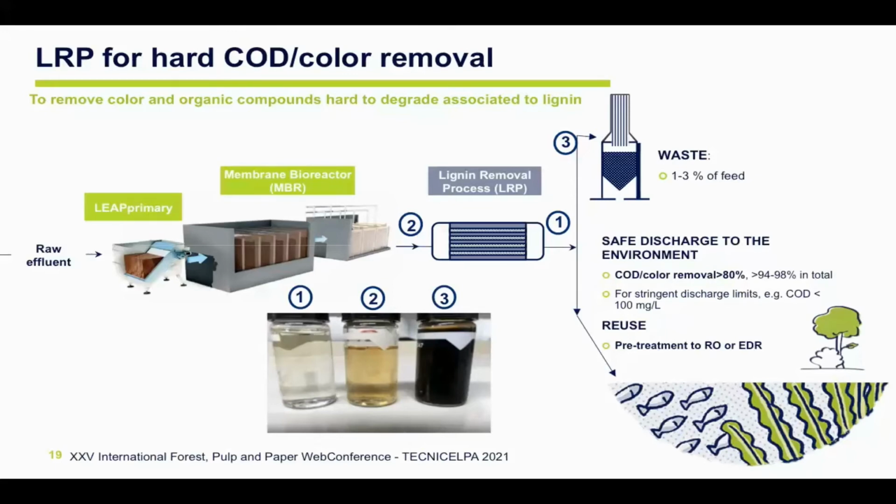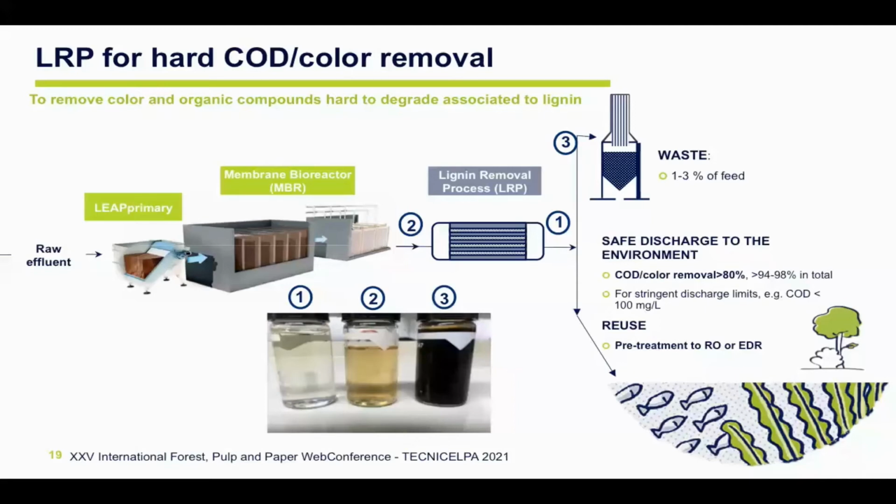In the photo below, I have 3 samples that illustrate the efficiency of the color removal. It is quite striking. So the sample in the middle, number 2, is the effluent out of the MBR, still with some color, roughly 300, 400 ppm units of color. On the left-hand side, we have the effluent out of the LRP, absolutely color-free, fully transparent, and the waste stream, as we can see, highly colored, so with a high COD content. As mentioned before, it can be sent, for example, to the black liquor evaporator.